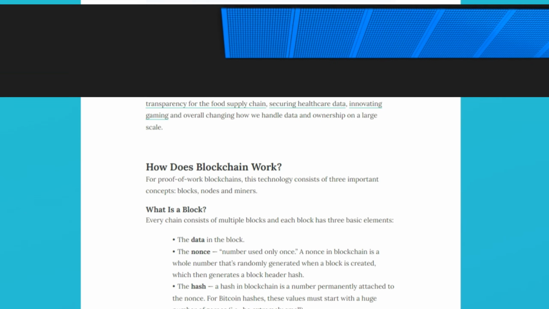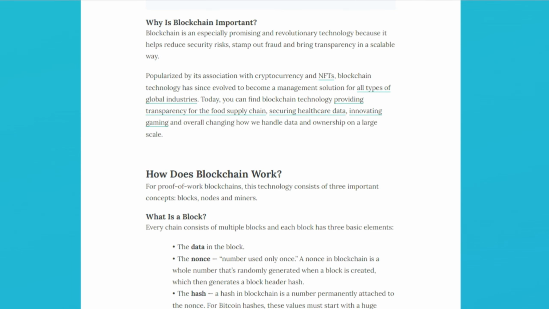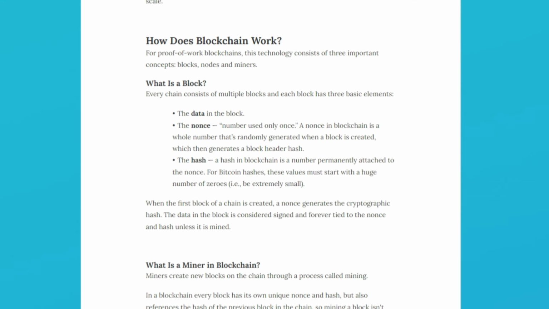Why is blockchain important? Blockchain is an especially promising and revolutionary technology because it helps reduce security risks, stamp out fraud and bring transparency in a scalable way. Popularized by its association with cryptocurrency and NFTs, blockchain technology has since evolved to become a management solution for all types of global industries. Today, you can find blockchain technology providing transparency for the food supply chain, securing healthcare data, innovating gaming and overall changing how we handle data and ownership on a large scale.